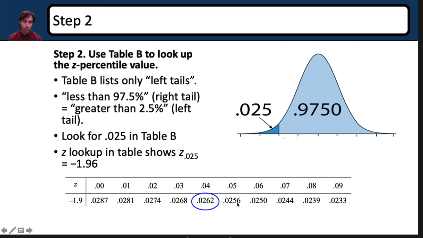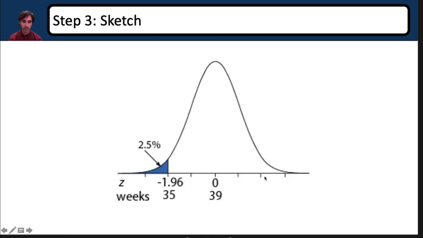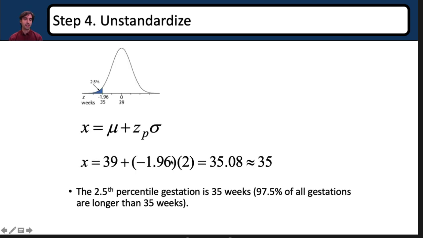And what do we find? We find that at 0.025, as a z-score, it is negative 1.96. All right, so if we were to sketch that, we're looking at this tiny little spot right here, negative 1.96.